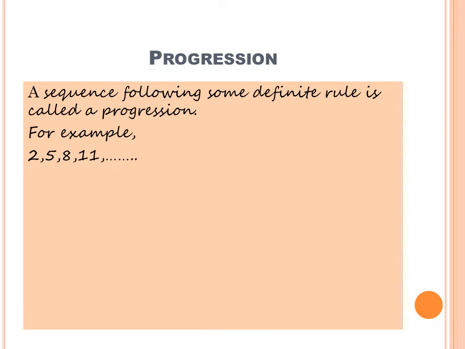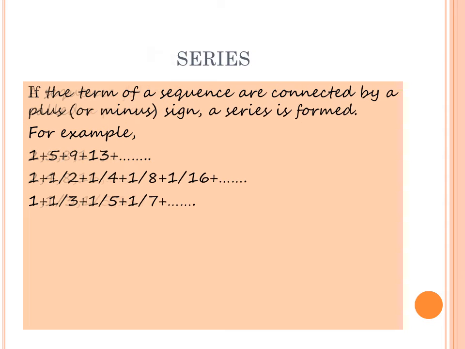Here it is addition of 3. 2, 4, 8, 16, and so on. It is a progression of multiplying the digit by 2. 1, 1 by 3, 1 by 5, 1 by 7 and so on. So now we are going to discuss series.